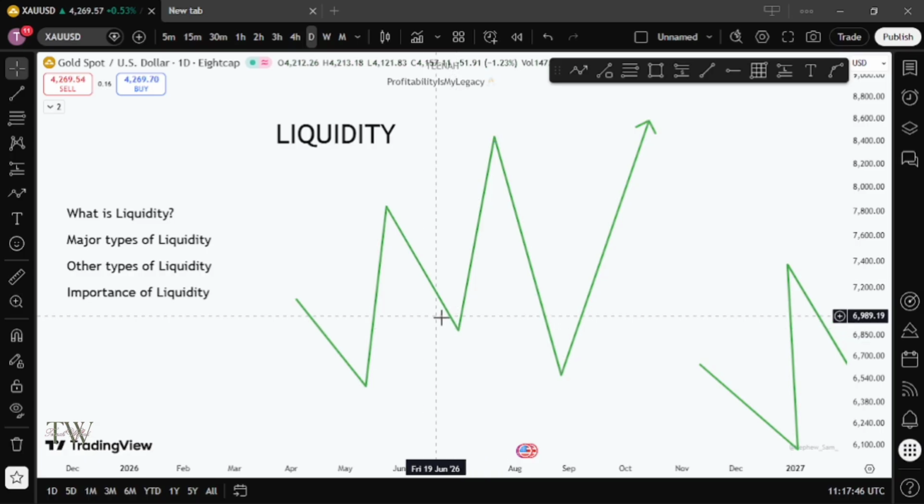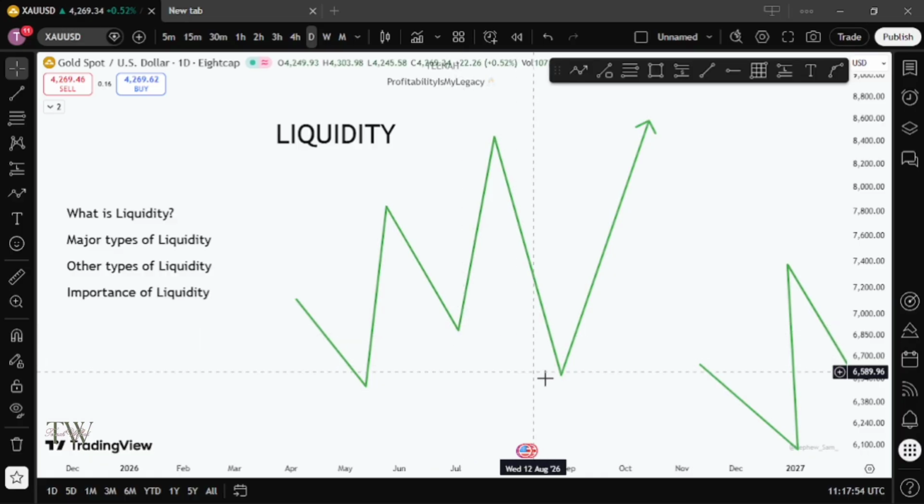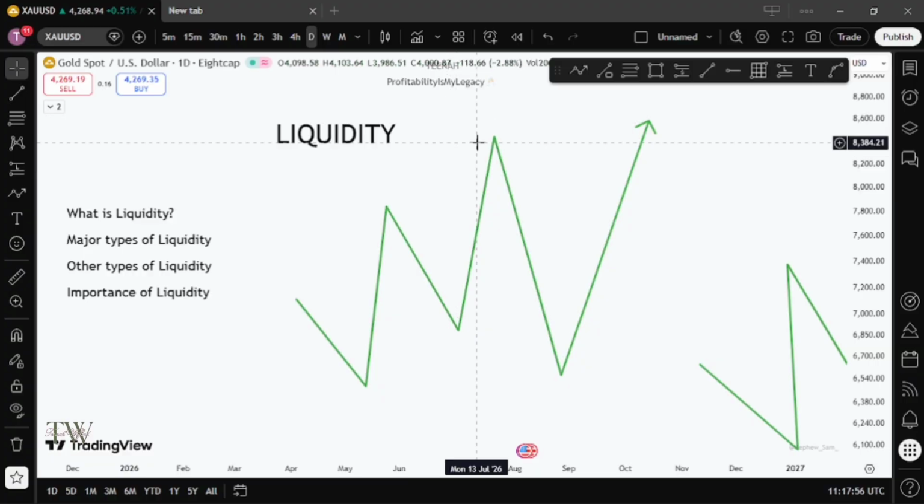So this low here is known as the internal range liquidity. So price goes from taking out internal range liquidity to taking out the external range liquidity, which is around this level. I hope that was quite understood.